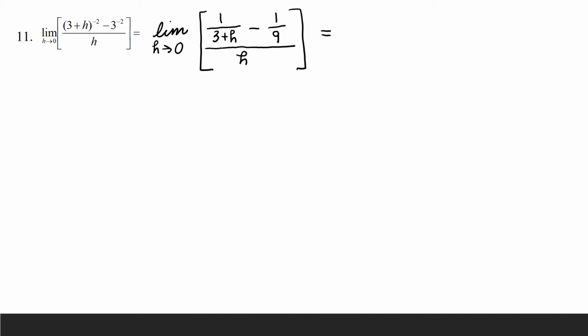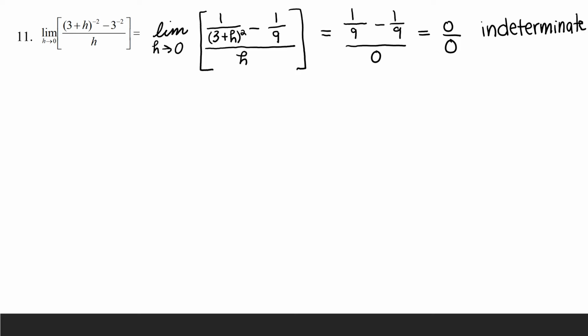So this is equal to, whoop, forgot my squared here. There we go. Thought something was strange. So this is equal to 1 over 3 plus 0 squared, which gives us 1/9, minus 1/9 over 0. So we have 0 over 0, which is indeterminate, and we must do more work.